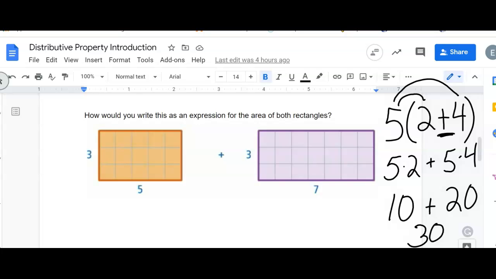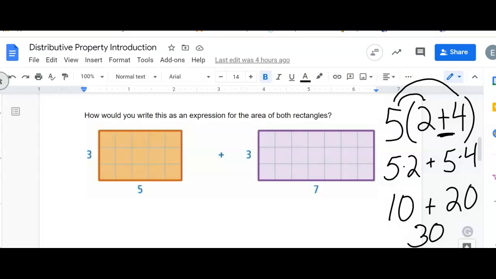Lucas. Is this just a new method, or how is this better than just doing it? Because you get the same answer. Great question. Did everyone hear what we asked? No. Okay. Why am I teaching this to you? What is the point of this distributive property?